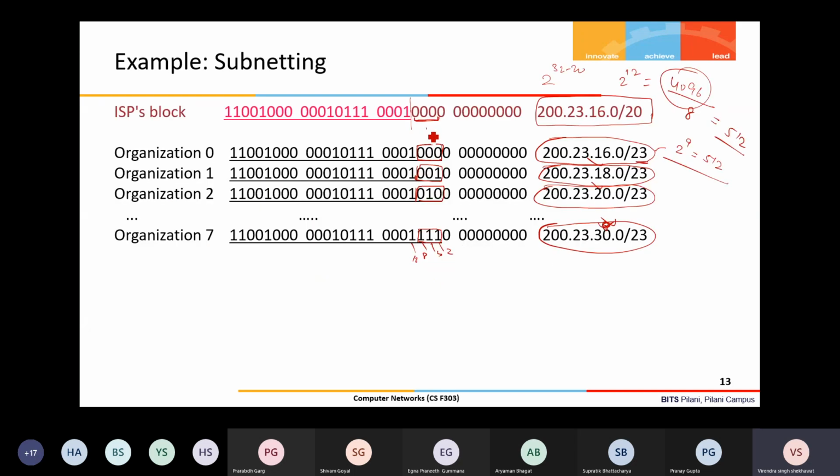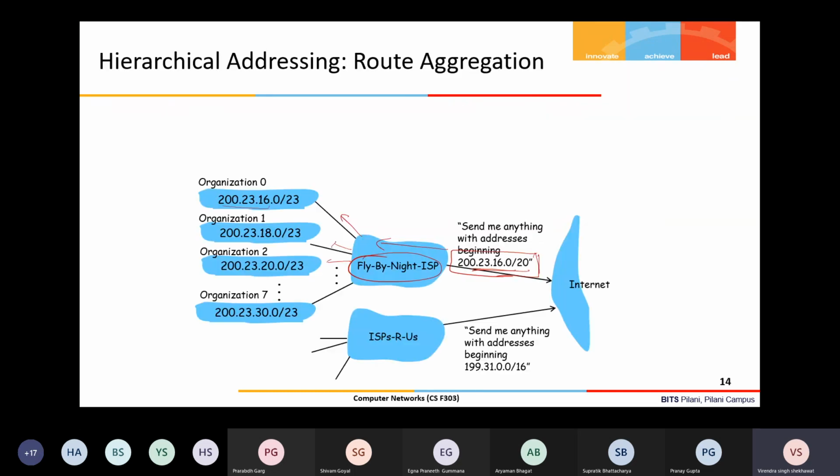If you want to see, then again I switch back to this slide. So you can see this 23 bit is for each organization. These 23 bits are the same. Sorry, different. 000, 001, 010, 111. So uniquely I can identify each organization.